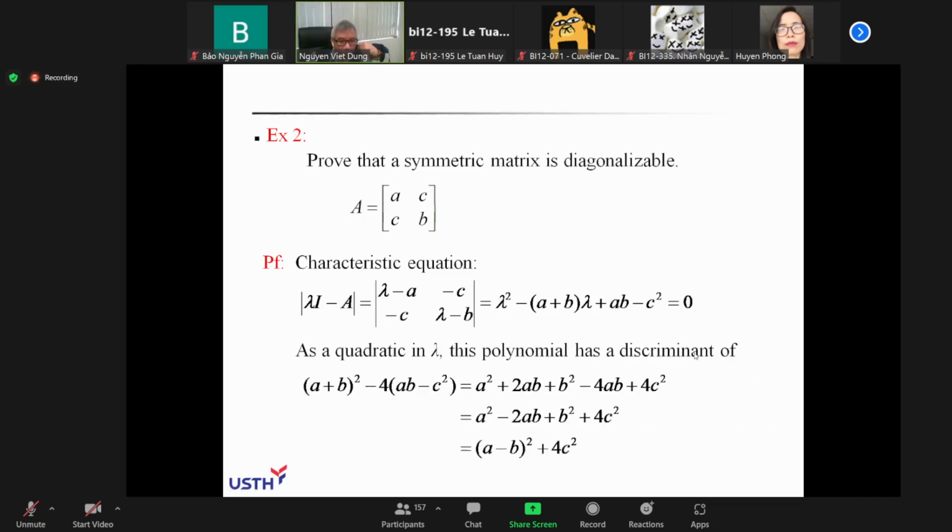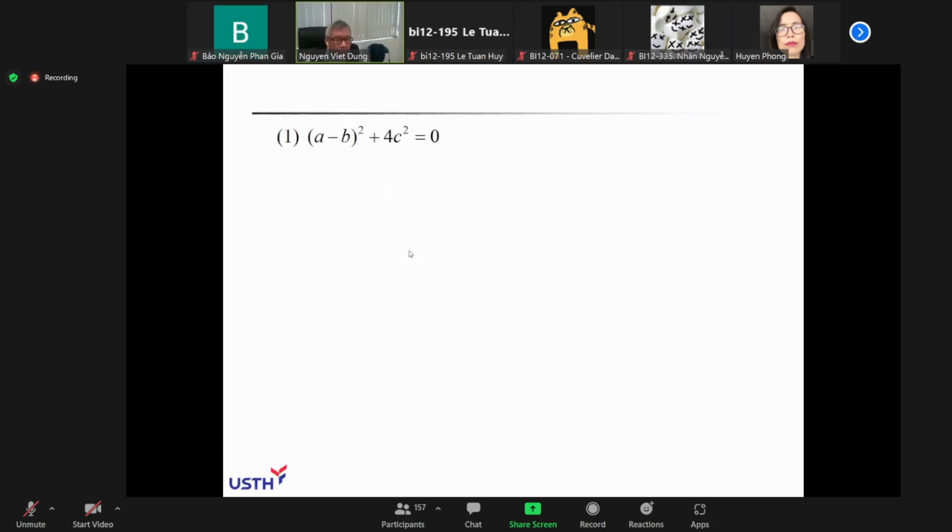Then you will have the following. The discriminant of that polynomial will be that one. The discriminant of the polynomial of degree 2 equals that, and that is obviously non-negative. Non-negative means that the polynomial must have a solution. We have two cases as follows. The first one, if the discriminant equals 0, it means that C equals 0 and A equals B.